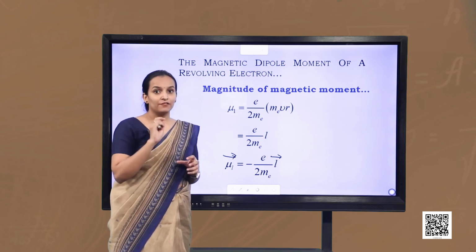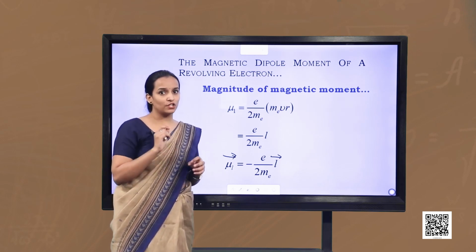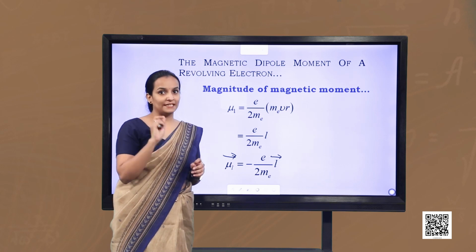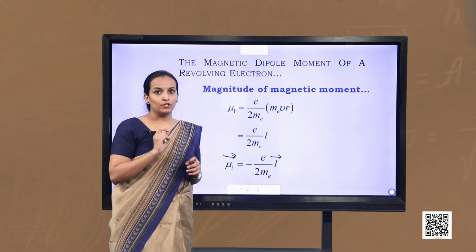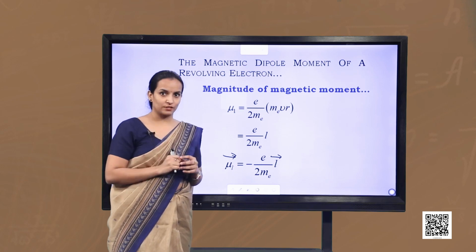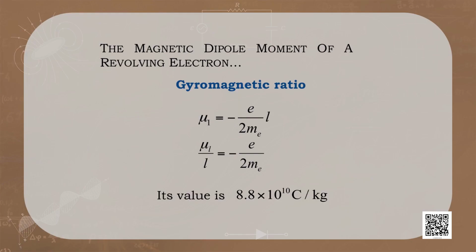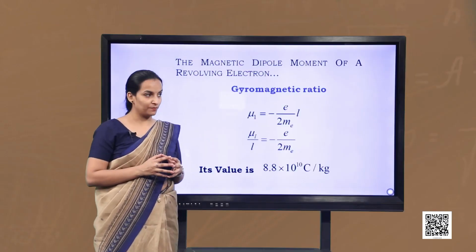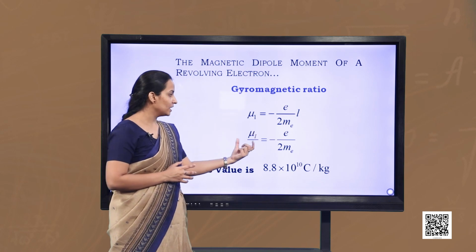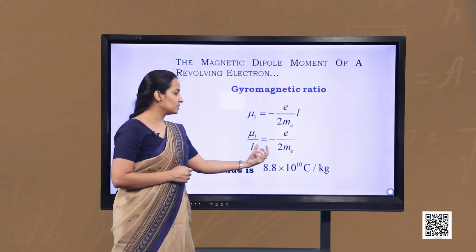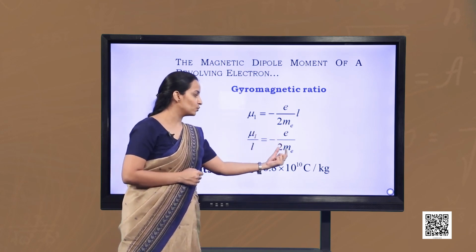But yes, if instead of electron we have charge plus q, the angular momentum and magnetic moment would be in the same direction. Next, we will discuss the gyromagnetic ratio. It is the ratio of the magnetic moment of the revolving electron to the orbital angular momentum, which is given by this equation. If I take this L to the left hand side, we will have this ratio equals minus e divided by 2me.